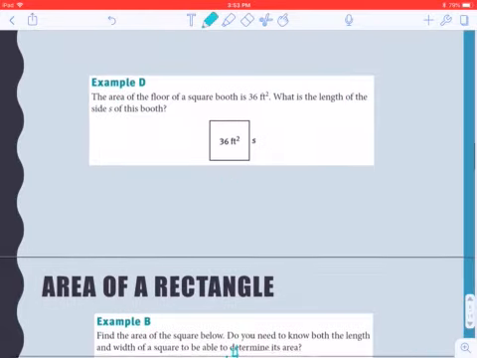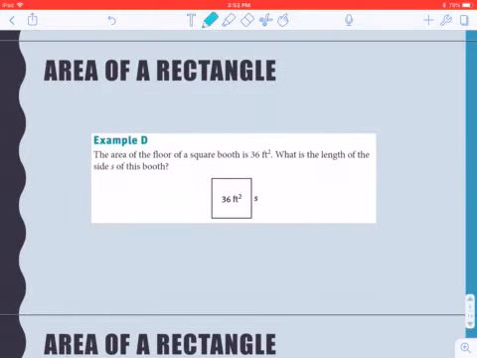So then let's go back to this one. Example D, the area of the floor of a square booth is 36 feet squared. What is the length of the side S of this booth? So kind of like in the last example, we know the area though. We know the area is 36, but we know that's coming from taking the side squared. So that means what number times itself gets me to 36?